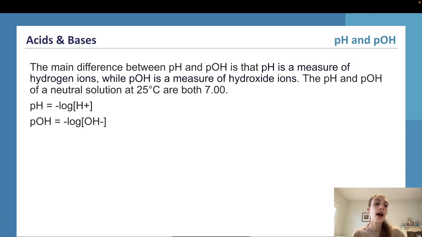And so our formulas for these are: pH equals negative log of the concentration of hydrogen ions, whilst the pOH is going to be negative log of the concentration of hydroxide ions.